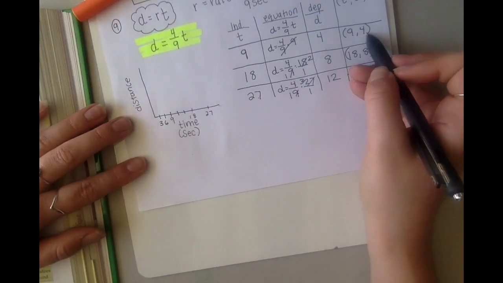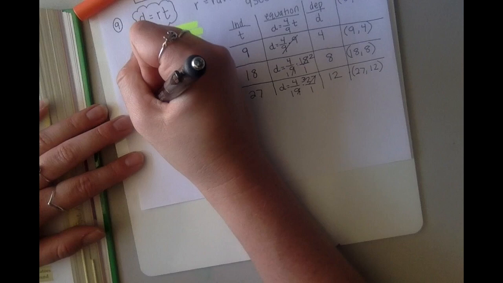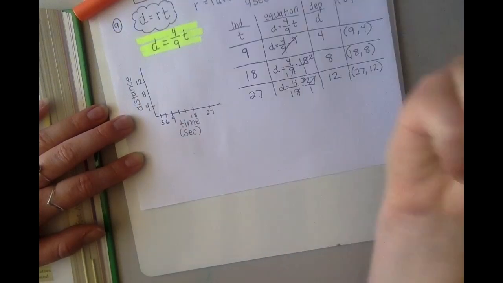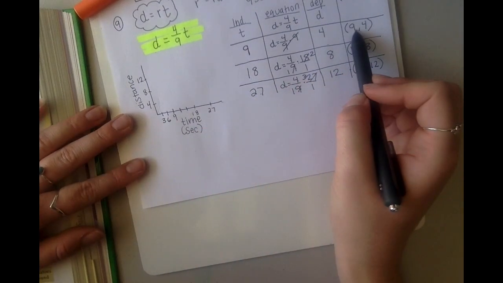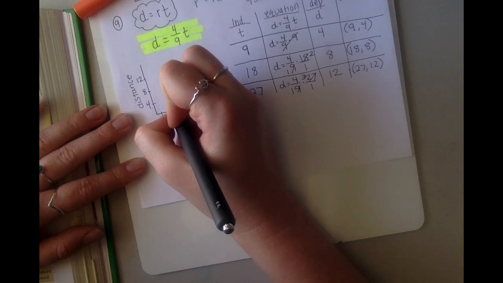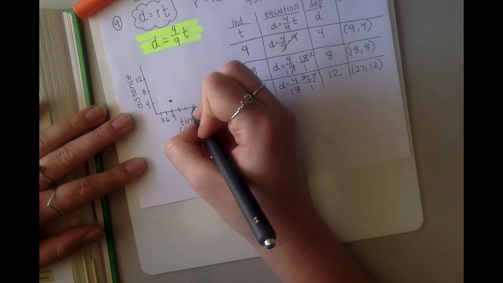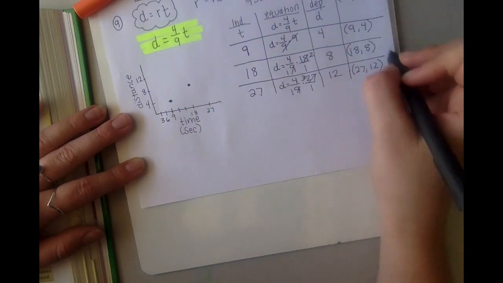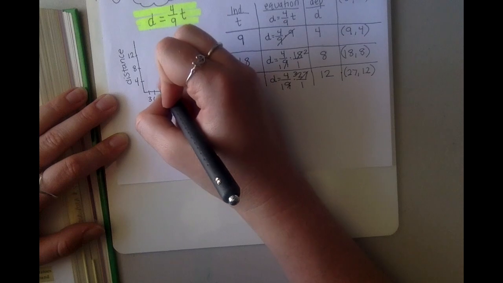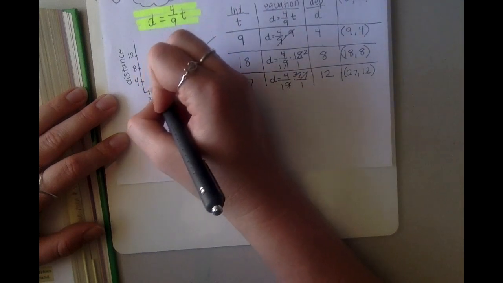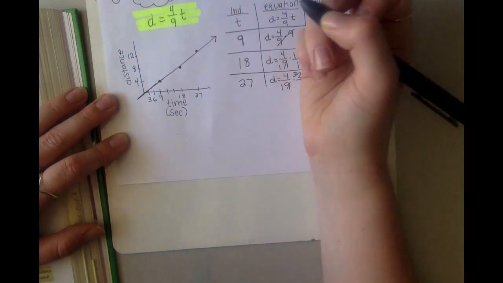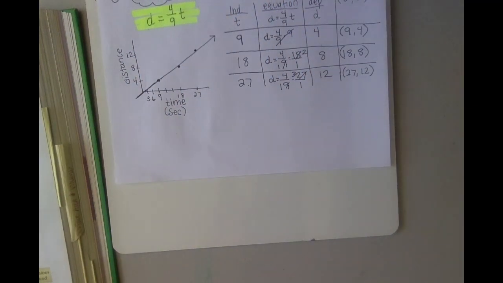And then I want to go 4, 8, 12. So I'll go by fours. So here's 4, 8, 12. So I know that at 9 seconds, I am at 4 feet. So I go over, here's 9, 4. Then I have 18, 8. So 18, I go up to 8. And then 27, 12. Go over to 27, go up 12. And there's my line. And it should go straight. At 0 seconds, you haven't gone anywhere. So there's my graph.